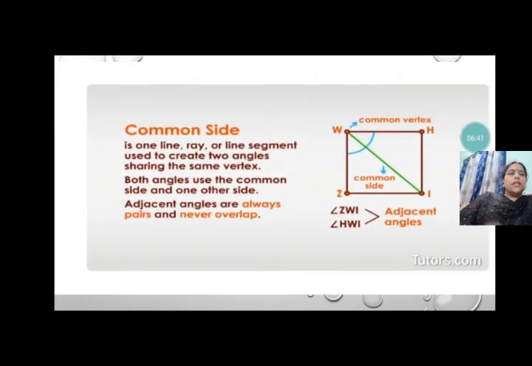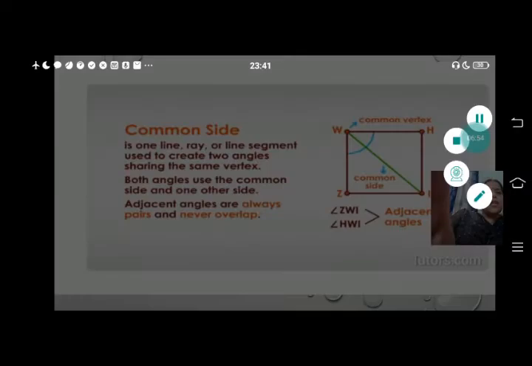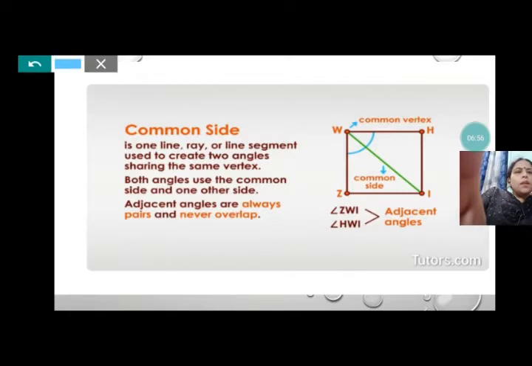So let us understand more about what a common side is. Now about the rectangle, if we talk. A common side is one line, ray or line segment. So here we can see that a common side is one line, ray or line segment used to create two angles.